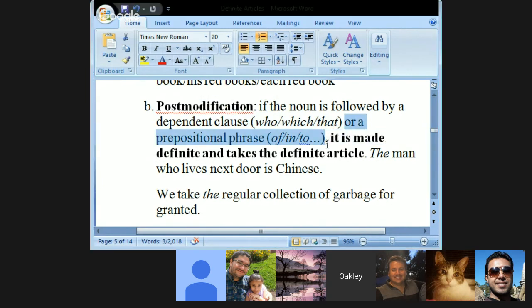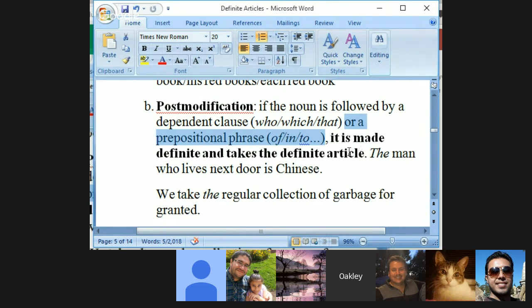Now, it also says, or a prepositional phrase. Well, not always. Sometimes, this is debatable, and this is a tricky part. Sometimes if you have enough prepositional phrases to define it, then you can use the, even though it's the first mention of the noun. Sometimes it's really not quite good enough. Let's see what I mean there. The man who lives next door is Chinese. In this case, relative clause, we're always going to be using the.